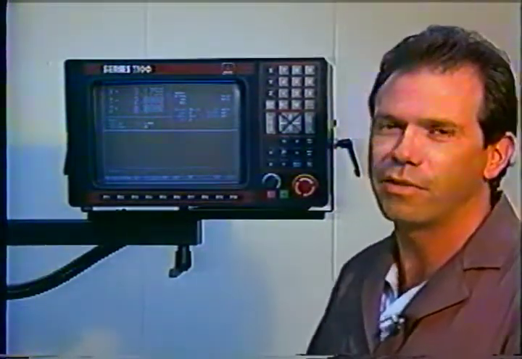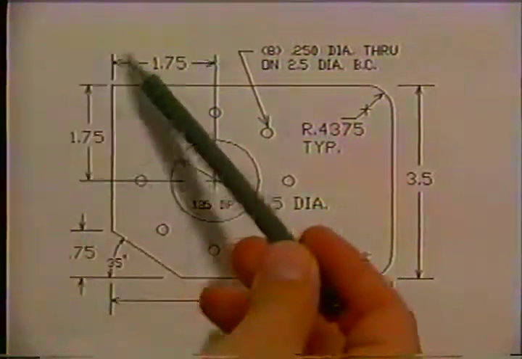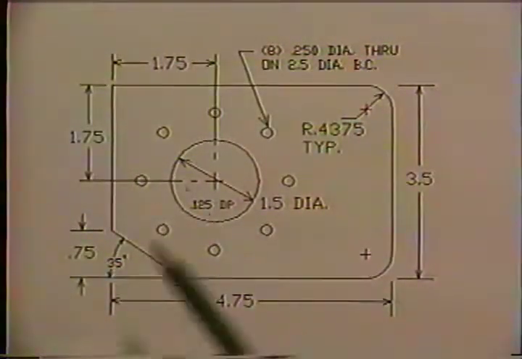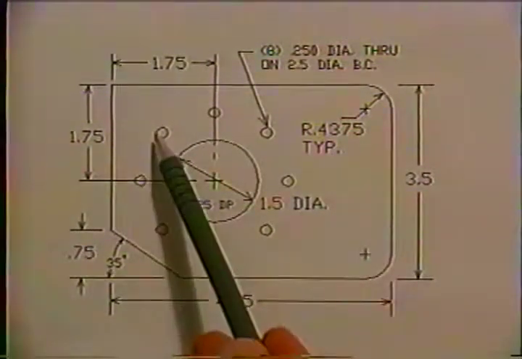Hello, my name is Dave McCarthy, CNC Product Manager for Analam Electronics Incorporated. I'm going to take you through the programming process for a 3-axis Series 1100 control on a workpiece that contains a contour around the outside, a circular pocket near the center of the part, and a bolt hole circle around that circular pocket.